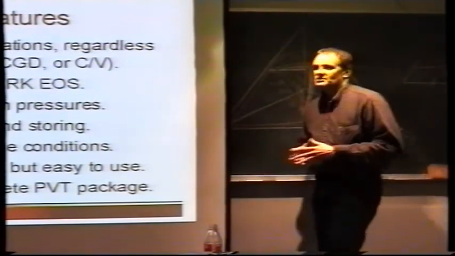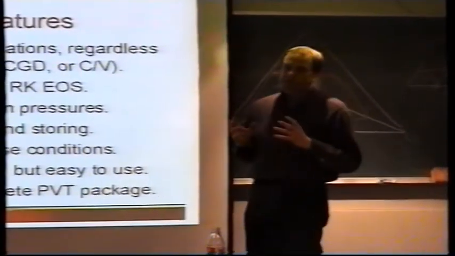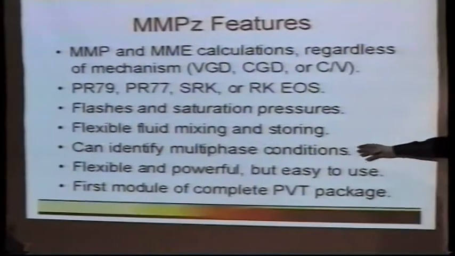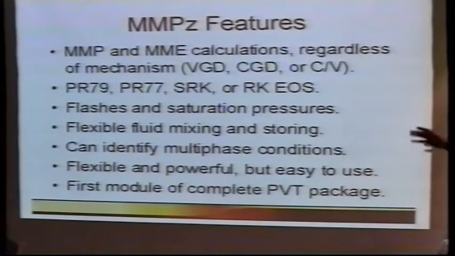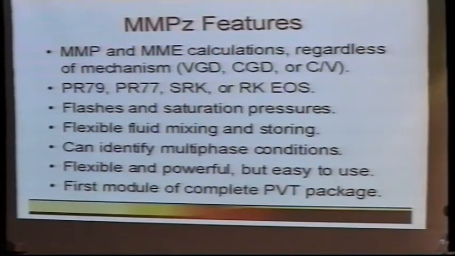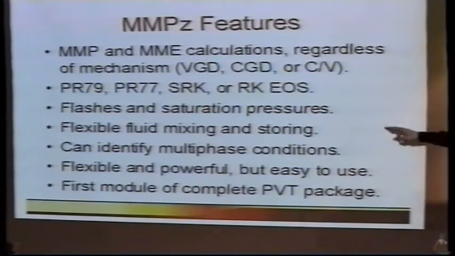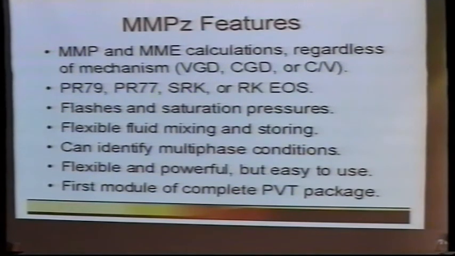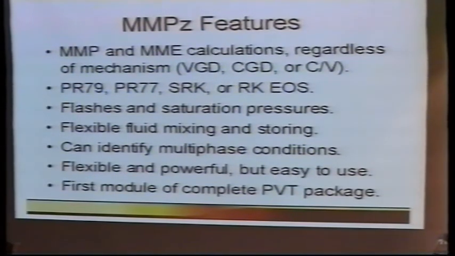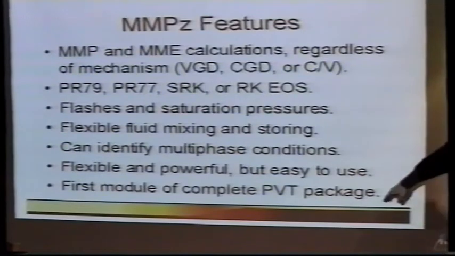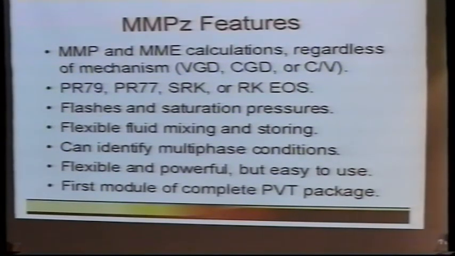So you really want to avoid EOS models that predict 3-phase, and MMP is a real good way of quickly identifying whether you're going to run into that problem, because you can ask it to check for each calculation whether it hits a multi-phase condition. And it's flexible and powerful, but still pretty easy to use. Tiny little data sets are all you need. And it's the first module of a complete PVT package that I'm working on.